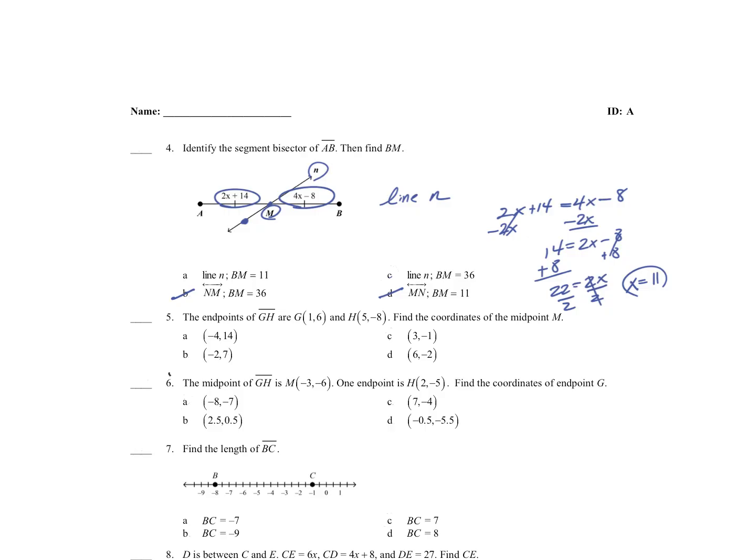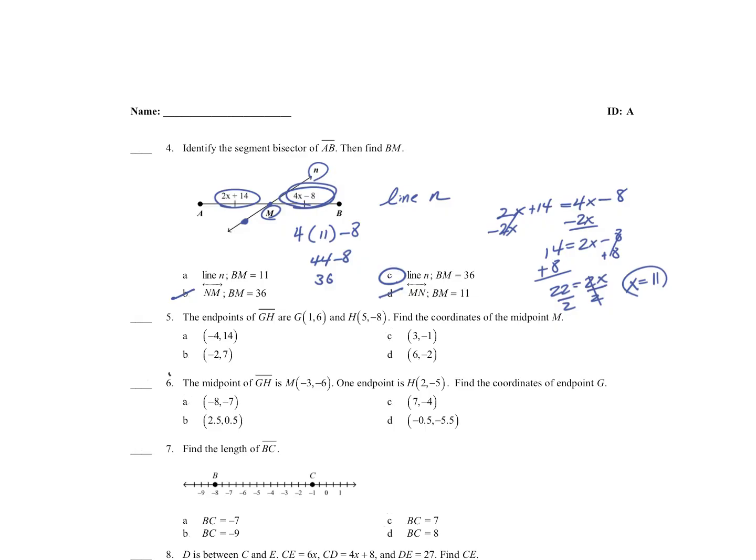Okay, so that's just what x is equal to. So I'm going to go ahead and plug it into one of these, because it doesn't matter because they're equal. So if I plug into, let's say this one, I could do 4 times x, but we said x was 11. So 4 times 11 minus 8, which would give me 44 minus 8, which is 36. So BM is 36.